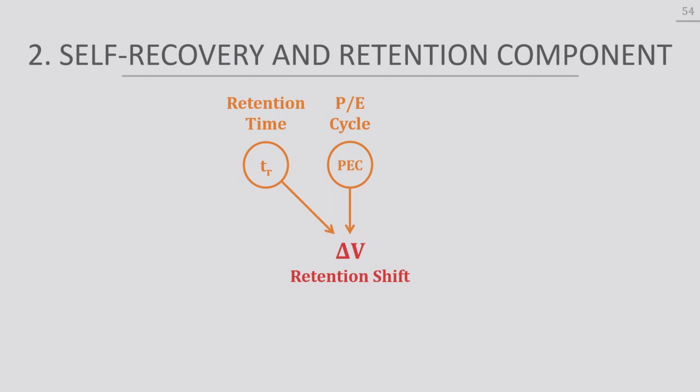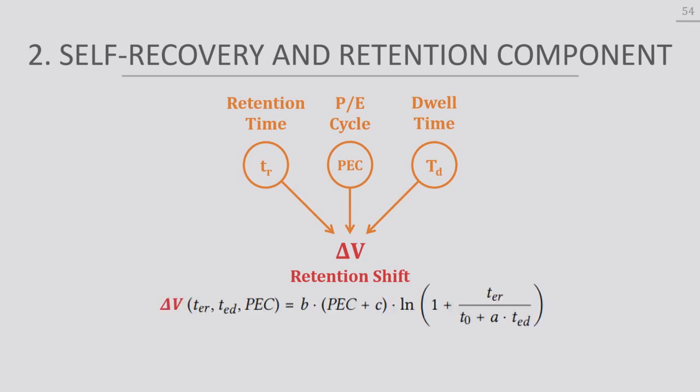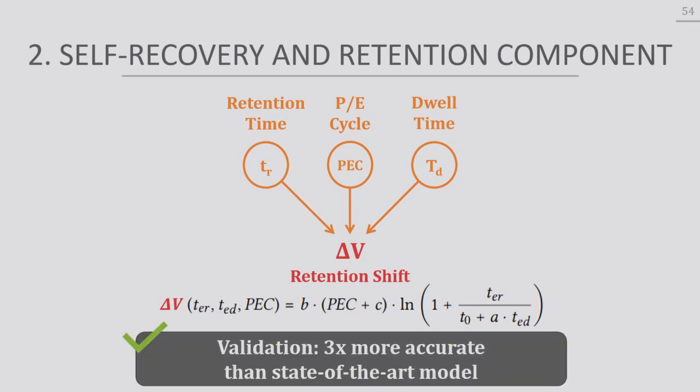And then the second component is the self-recovery and retention component. Again, according to our characterization, the dwell time, or the self-recovery, affects the retention shift dramatically. And we add this component to an existing model. Through our validation, we show that our new model is 3 times more accurate than the state-of-the-art model when it's used to characterize 3D NAND reliability.